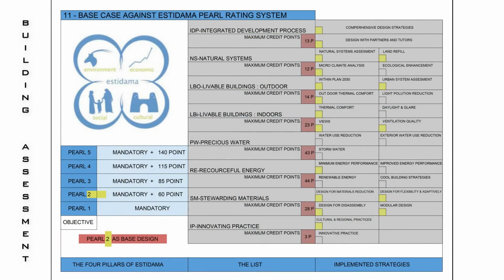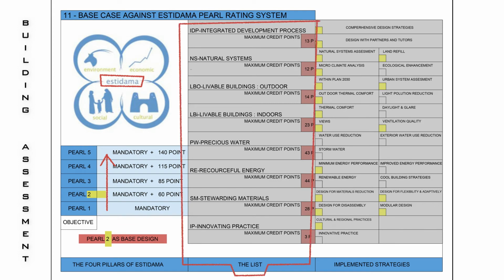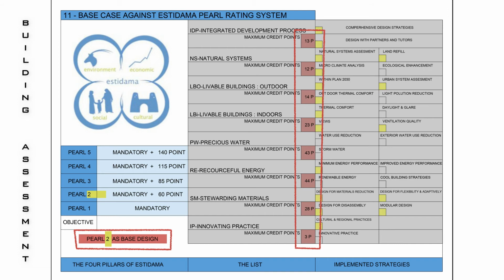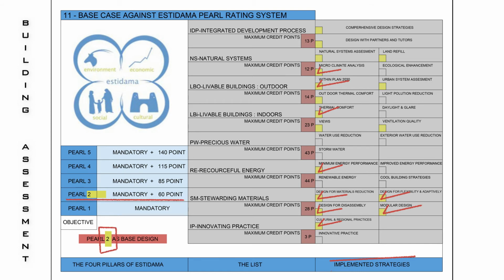Base case against the SDBE Peer rating system. One of the SDBE key initiatives is the Peer rating system, which aims to address the sustainability of a given development. The Peer rating system has 5 levels from Peer 1 to 5, as per the points the project can obtain from 8 different categories. In this particular project, the objective was to achieve Peer 2 for the base case design.